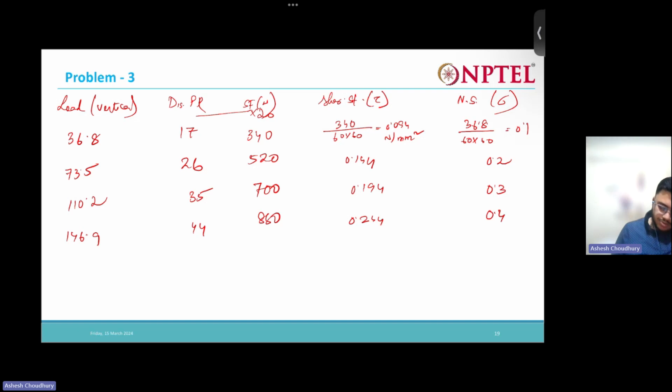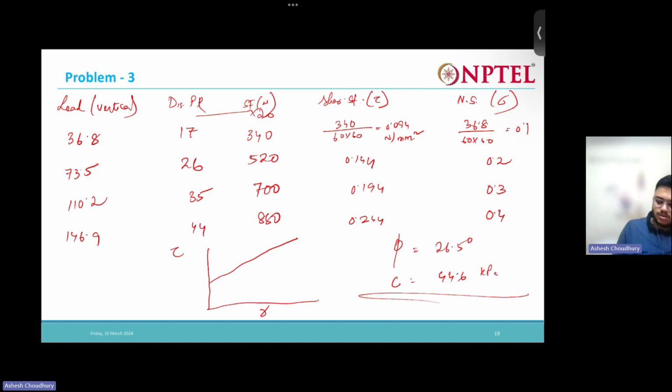Then you need to plot these values. After plotting, please check these values by plotting yourselves on graph paper, or you can use Excel also. Approximately phi is 26.5 degrees and C is 14.6 kPa.